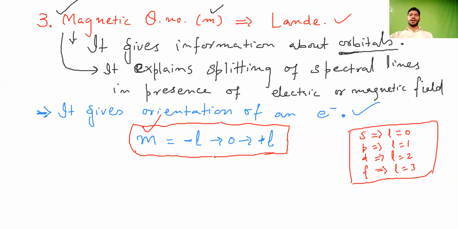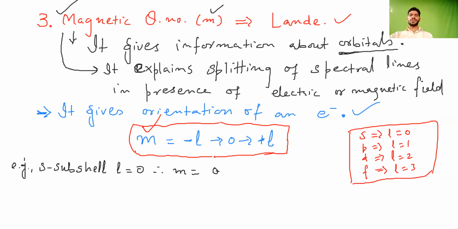So can you tell me how many orbitals will be there in the S subshell? For the S subshell, what is the L value? For S, L value is 0, isn't it? So therefore, what will be the m value? M value will be minus L, that is minus 0. Minus 0 is nothing, it will just come out as 0. Minus 0 through plus 0, that is nothing but 0.